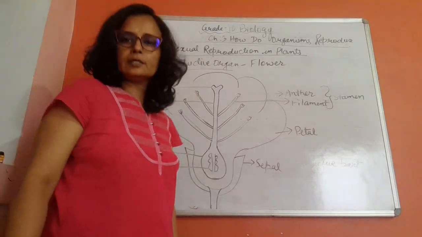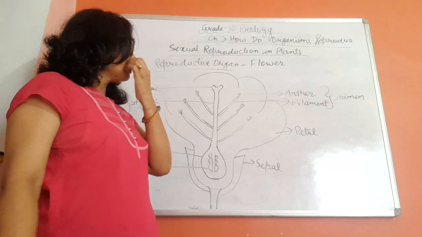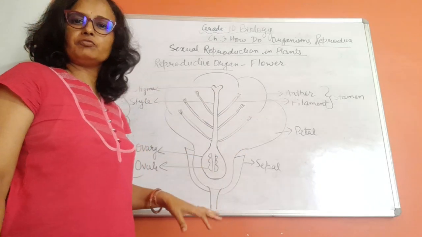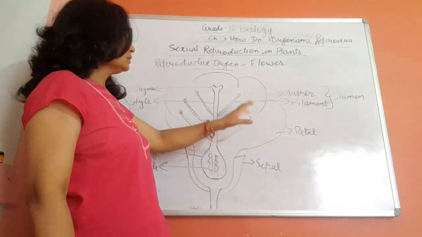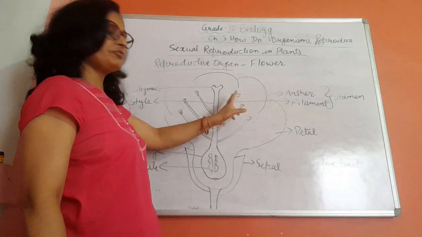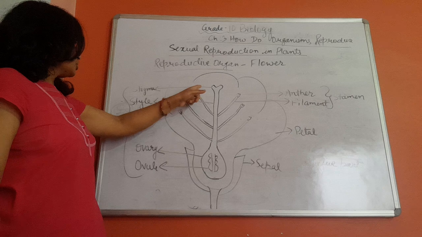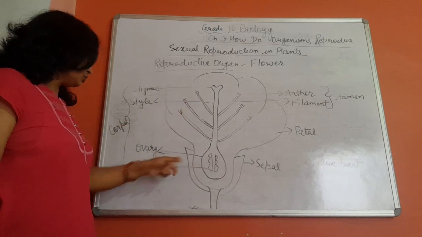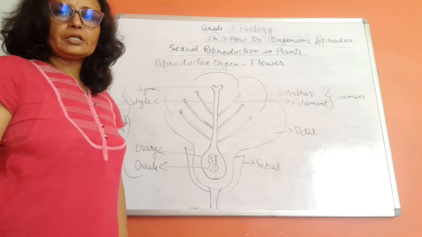Hello everybody. Now pollination. Our next topic is pollination. But before that, a detailed structure of flower. Outermost sepal, then colorful petal, then stamen, anther and filament, then carpel, pistil, stigma, style, ovary, ovule, and inside the ovule there is embryo. Clear?